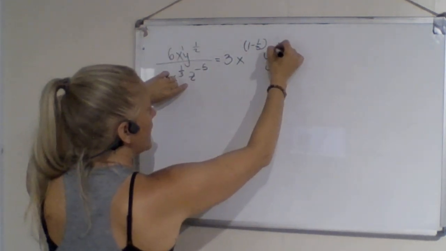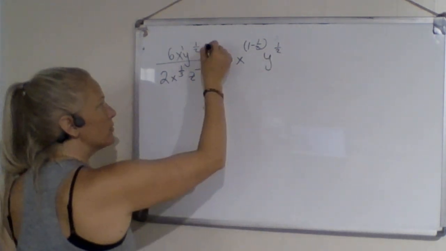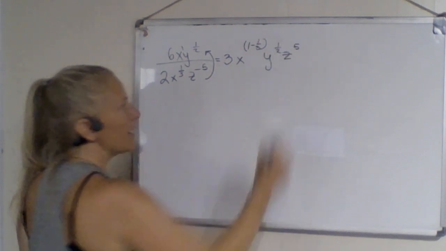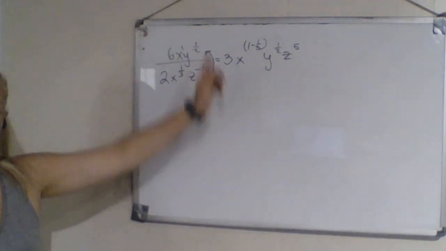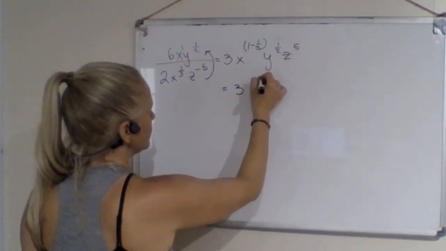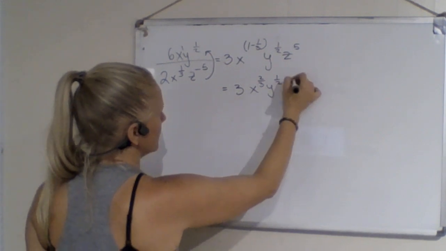Y to the 1/2. In order for this z to become positive, I have to move it to the top. So it's z to the 5th, right? We moved it to the top. We made it positive. Let's do this: 3 x to the 2/3, y to the 1/2, z to the 5th.